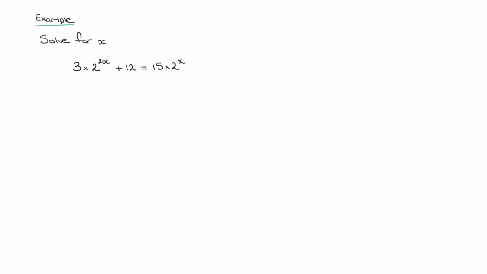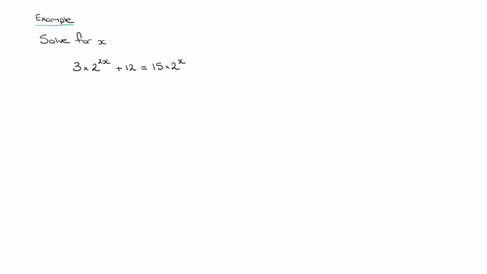Hi everyone, let's see how to solve this exponential equation, which, as we're about to see, involves a hidden quadratic. So let's go ahead. We're told to solve for x, and here's the equation: 3 times 2 to the power of 2x plus 12 equals 15 times 2 to the power of x. Now if you're up for it, go ahead and press pause and try solving this on your own. Either way though, let's get started.